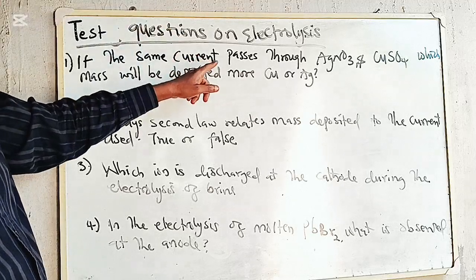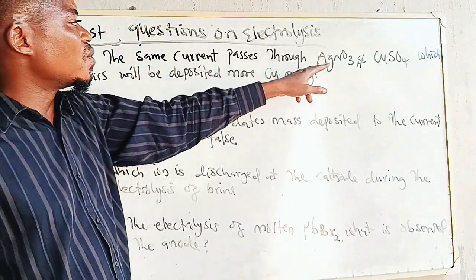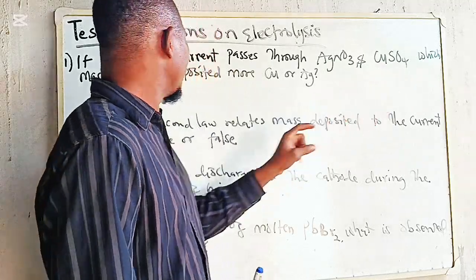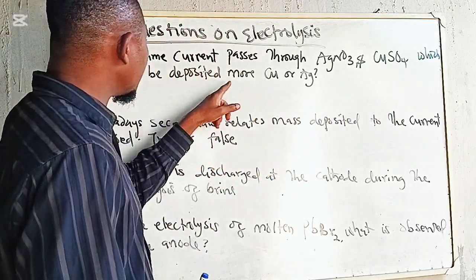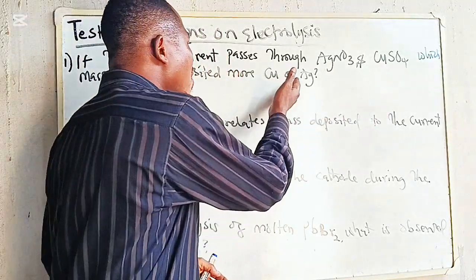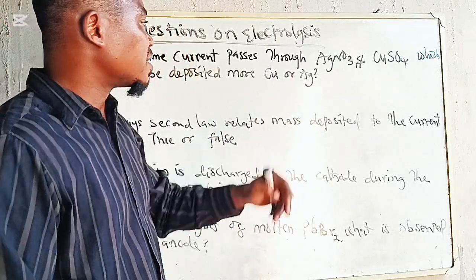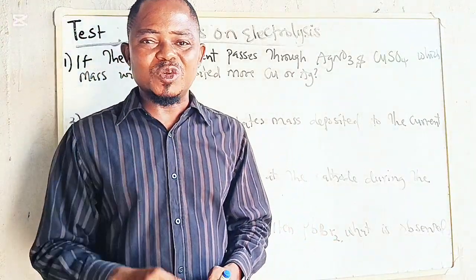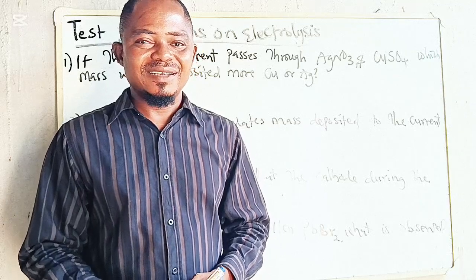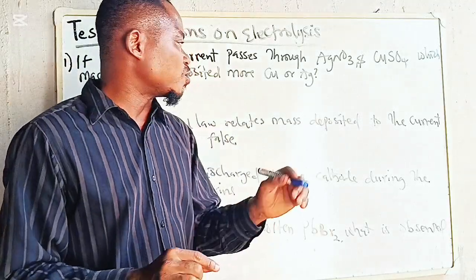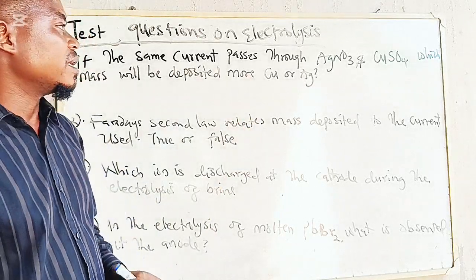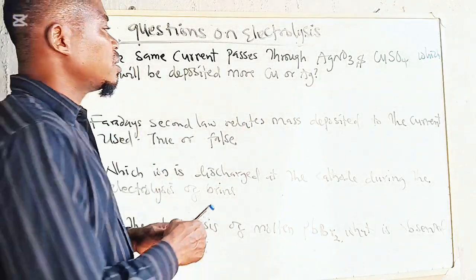If the same current passes through silver nitrate and copper sulfate, which mass will be deposited more? Silver or copper? Write your answer down so that you know how many will score by the end of the class. Which mass will be deposited more? Copper or silver?